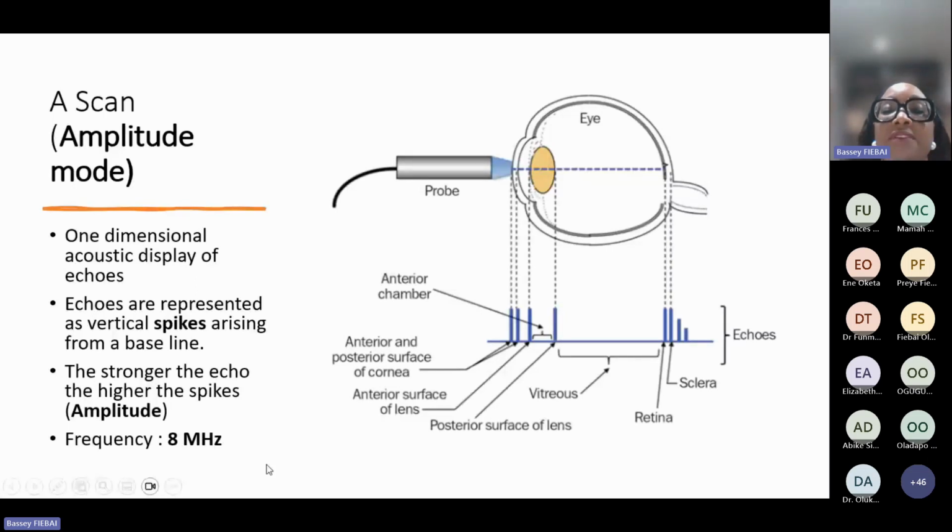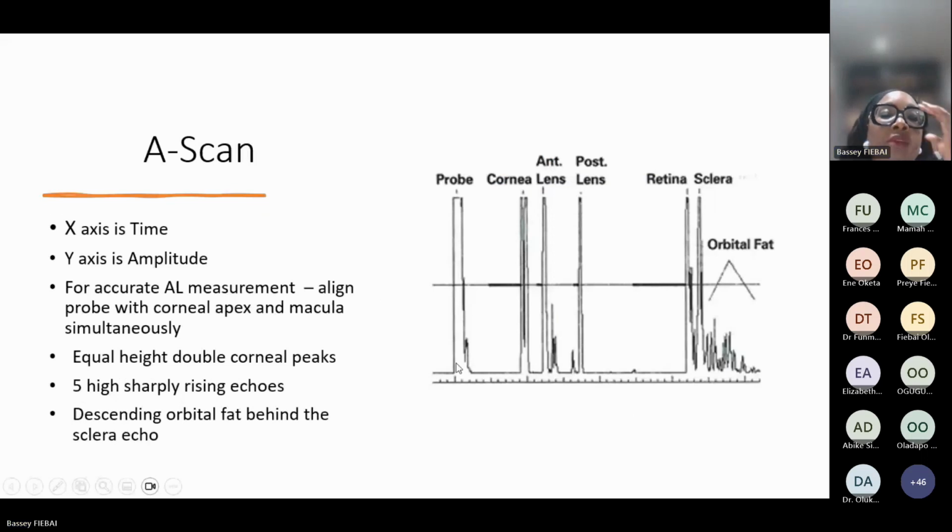So this is what the 5 spikes look like. If you look at it, you'll see 5 equal spikes, one for the probe, the cornea, the anterior surface of the lens, the posterior, and then the retina choroid scleral spike comes as a complex. And then these reduced spikes behind the sclera are for the orbital spikes.